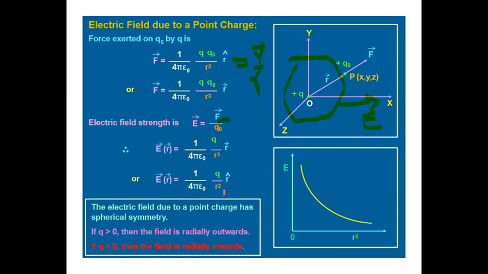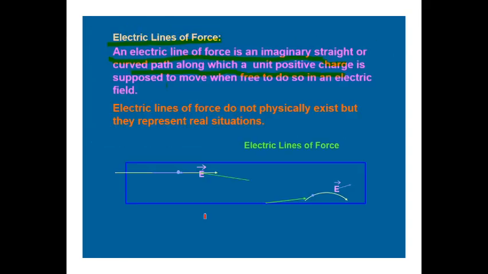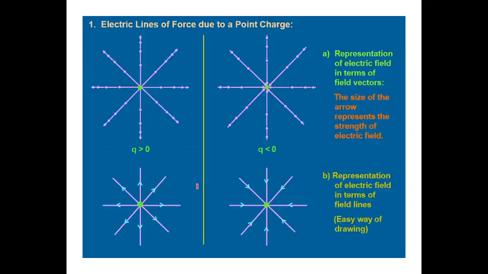Then electric line of force. The imaginary lines drawn around the charge to represent the strength of the electric field. This is known as electric line of force. If the charge is positive, it is in a radially outward direction. If the charge is negative, it is directed toward the charge.